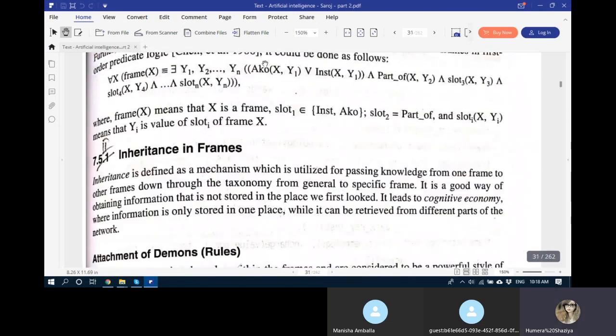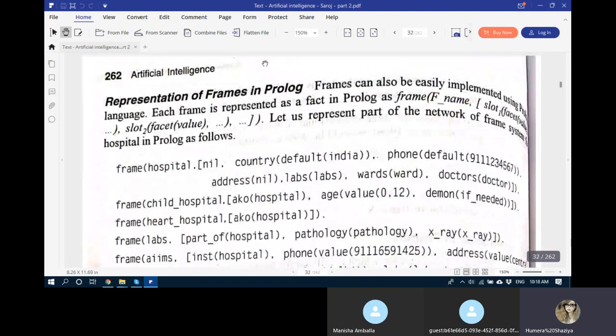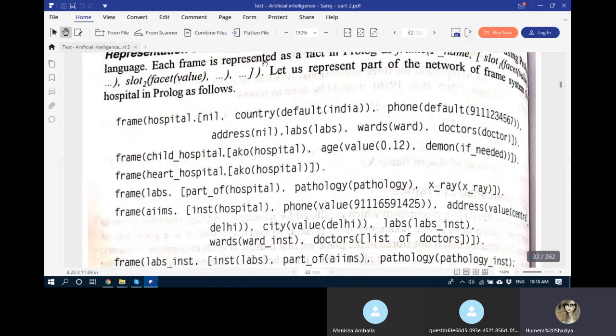And you can also have inheritance in frames, and you can implement frames in this manner using the Prolog programming language, which is a language to represent logic concepts.